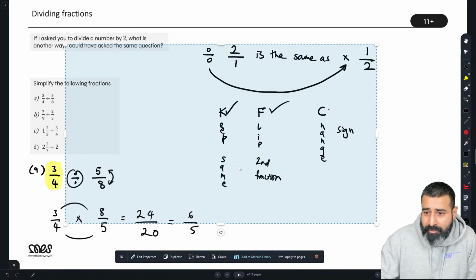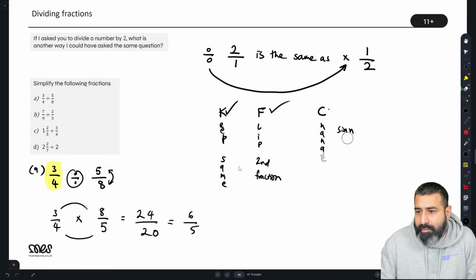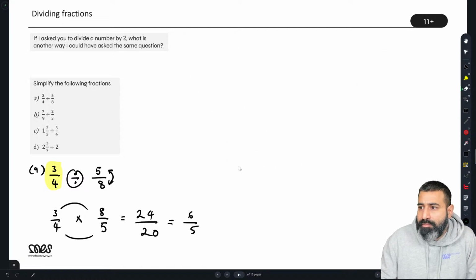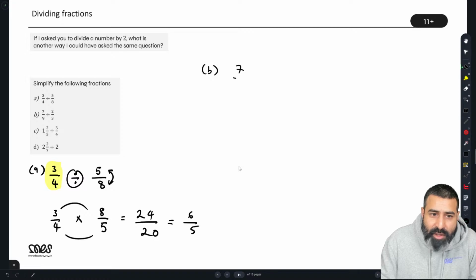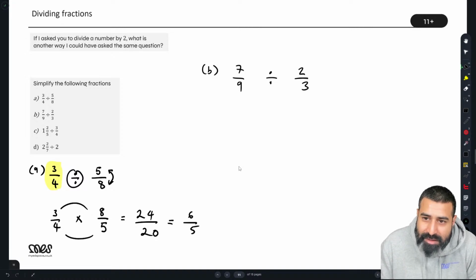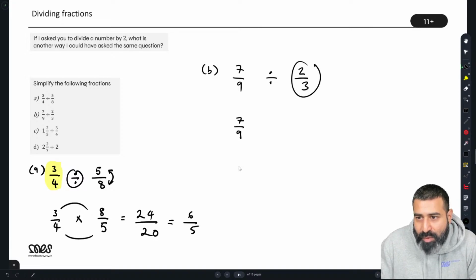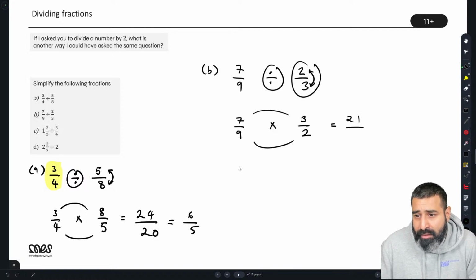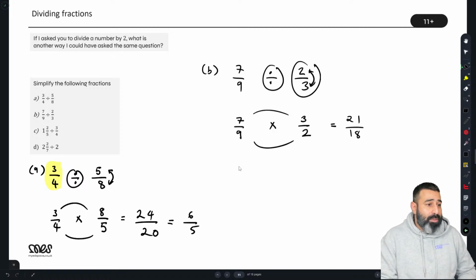Right, let's have a look at B. Tell me what to do for B. Okay. So 7 over 9 divided by 2 over 3. I'll stop talking about KFC. Okay, so we're going to keep this one the same, so 7 over 9. This one we have to flip, so the 3 and the 2 flip places. And this we're going to change sign. Now we're just multiplying fractions, so 7 times 3 is 21, 9 times 2 is 18, and the job is done. So that is 21 over 18.